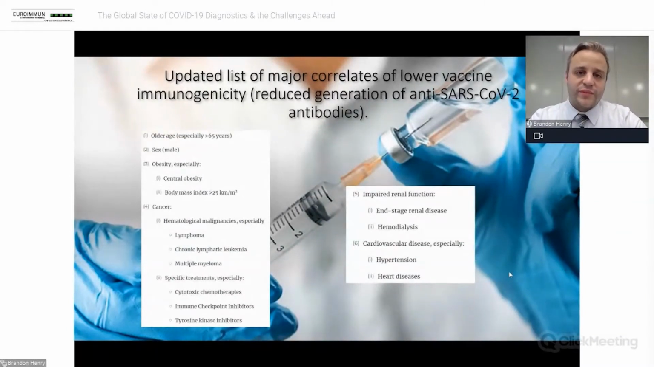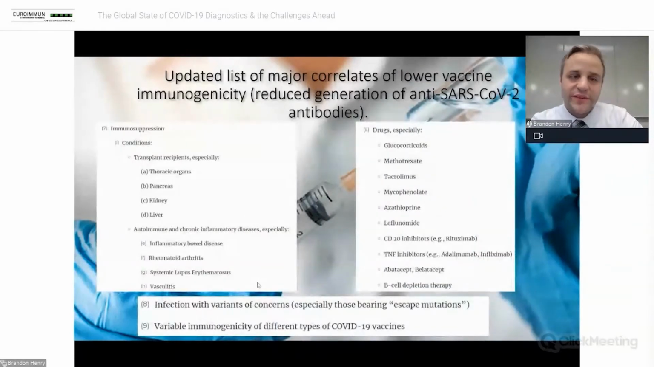Those patients who have repressed responses, and you can see it's wide ranging: older age, sex, obesity, cancer, impaired renal function, cardiovascular diseases like hypertension and heart disease, which are extremely common in the population. Any type of immunosuppression, so transplant patients, patients with autoimmune diseases, and drugs. There's a whole list of drugs that are associated. But also infections of variants of concern, right?